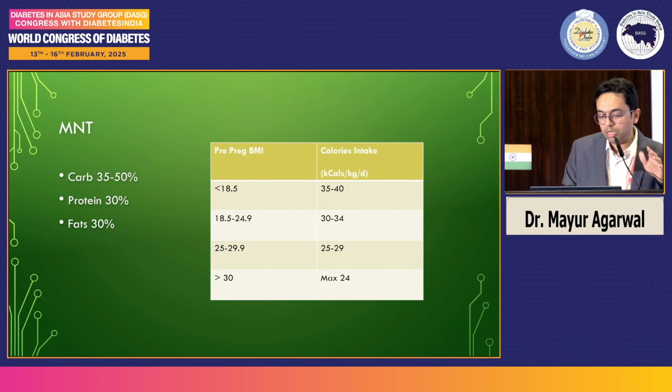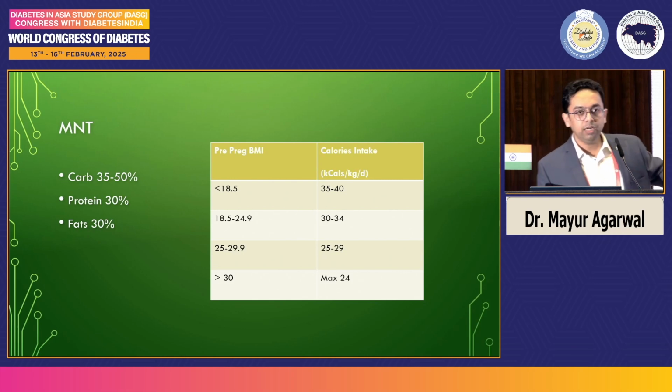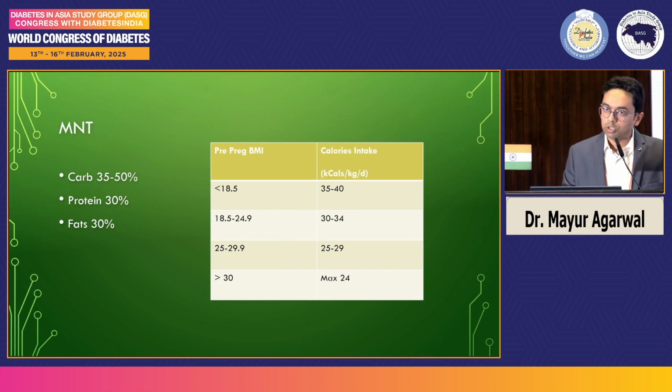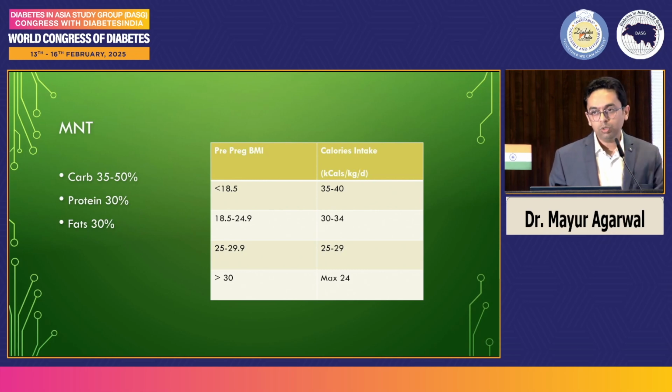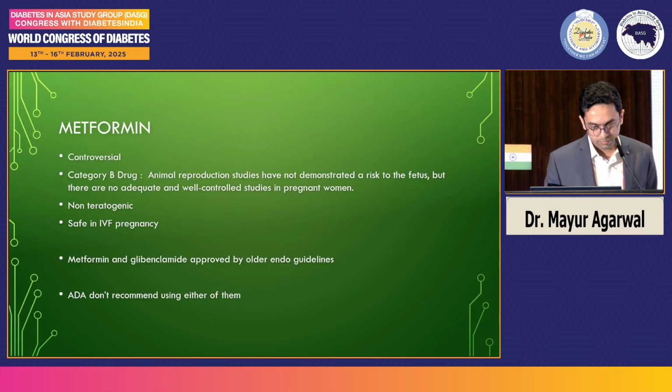So MNT again depends on the pre-pregnancy weight. If the patient is obese, you don't allow too many calories, and this is for the singleton pregnancy. If you have twin pregnancy, this data would change. The energy requirement would change. This is for singleton, single baby inside the womb, and then depending on the pre-pregnancy weight, pre-pregnancy BMI, you decide how many calories you have to give.